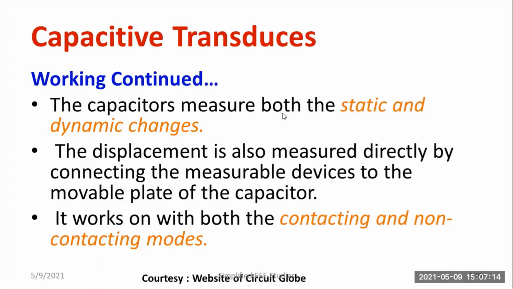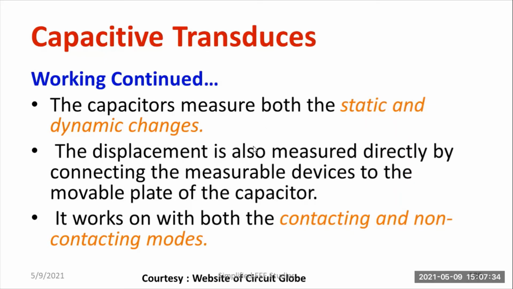The capacitors measure both static and dynamic changes. The displacement is also measured directly by connecting the measurable device to the movable plate of the capacitor. And also it works in both contacting and non-contacting modes. These are the two modes of operation. Okay, so it can measure static and dynamic changes.